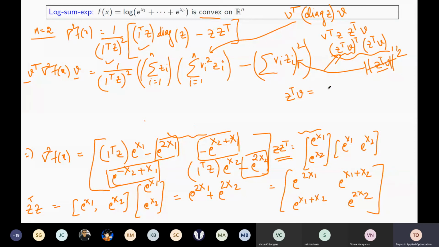Okay, so this is Z1 V1 plus Z2 V2 plus up to Zn Vn. Z transpose V is the same thing, and this is a number, so its transpose is the same thing. So this is the number squared. That's what we have written here. Okay, so this is what we have, and this is where the main part comes in.